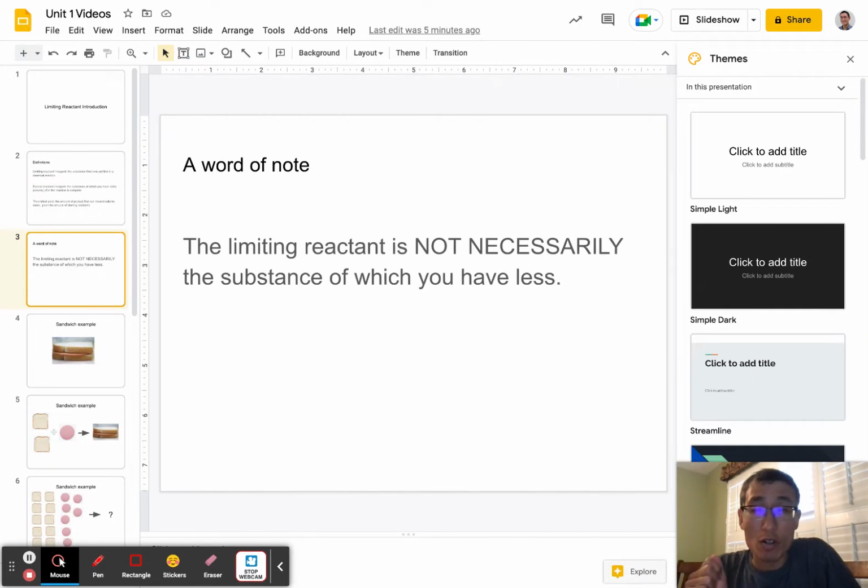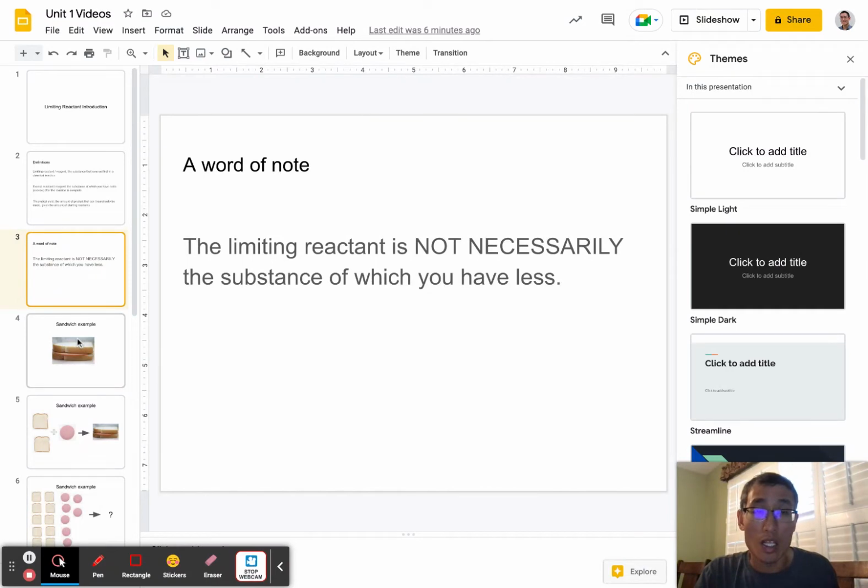And just a word of note before we go on, the limiting reactant does not necessarily have to be the substance you have less of in the beginning. Sometimes the thing that you have more of actually runs out first. And so you have to look at how things react with one another.